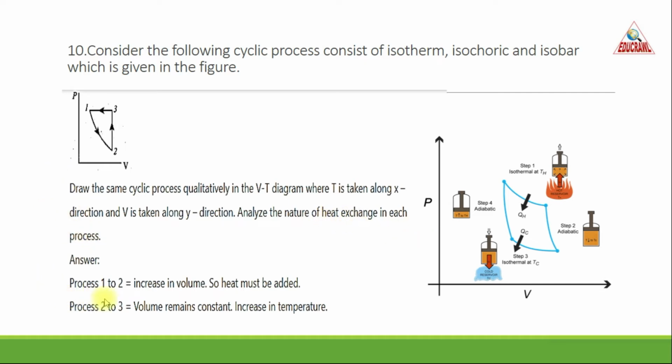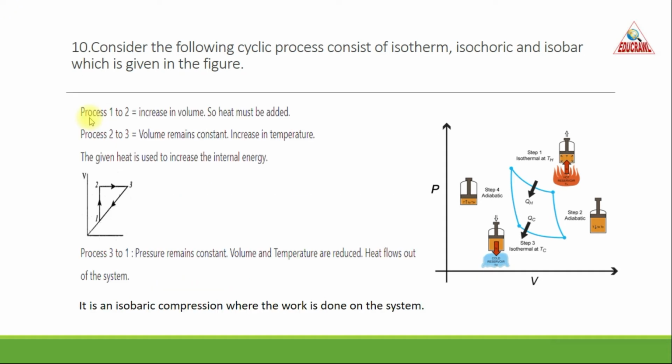So first we will consider the process from 1 to 2. 1 to 2, if you see the diagram itself, you can understand that the volume is increased. So the heat must be added. Second process from 2 to 3. 2 to 3, volume remains constant. See that the line is parallel to y-axis. So volume is constant. First process 1 to 2 is the increase in volume. So increase in volume means heat must be added.